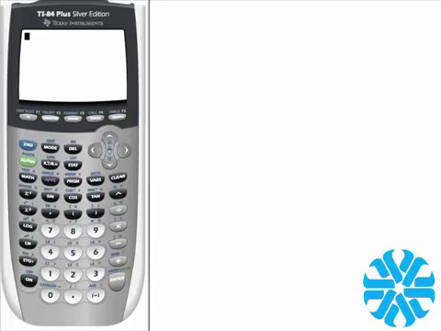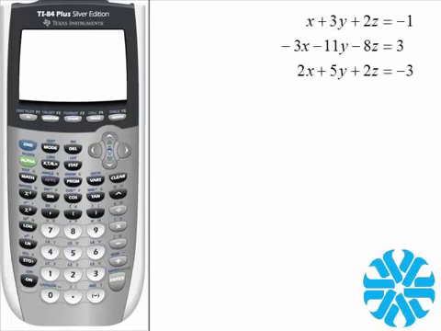For example 1, we would like to use a matrix equation to solve the following system of equations. x plus 3y plus 2z equals negative 1, negative 3x minus 11y minus 8z equals 3, 2x plus 5y plus 2z equals negative 3. So let's go ahead and input this into the matrix.